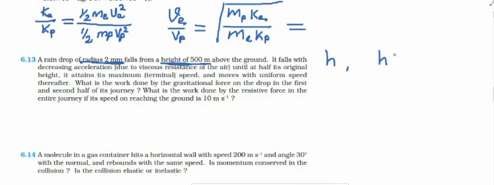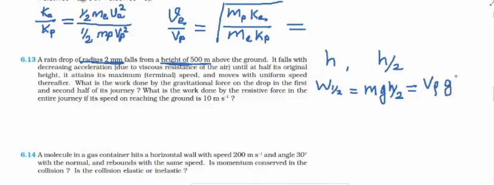So the total height we can take as h. First half and second half means in each half it travels a height h by 2. So how much is the work done in the first half? W half is equal to mg h by 2. Mass is not given there. Instead of that, radius is given. How to find the mass? Mass you can find as volume into density rho into g h by 2.